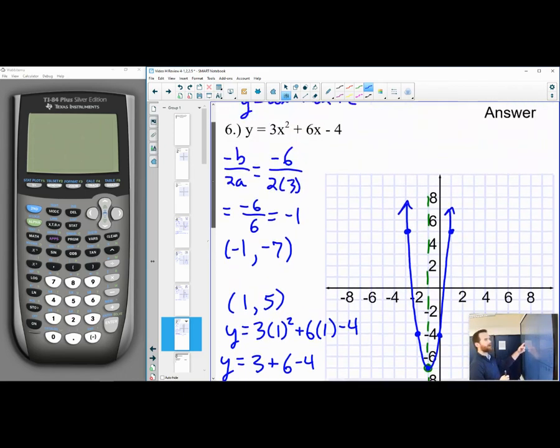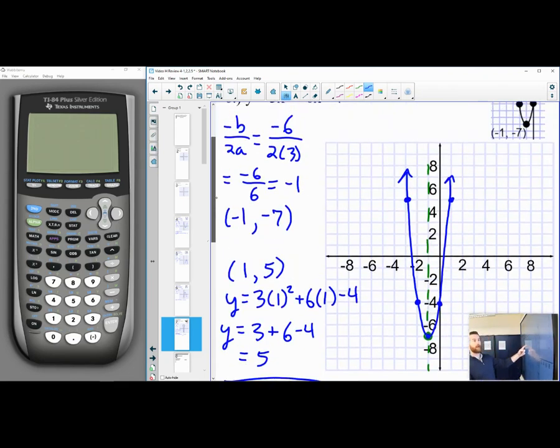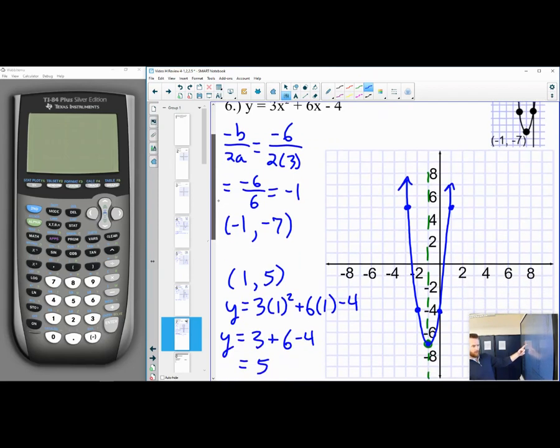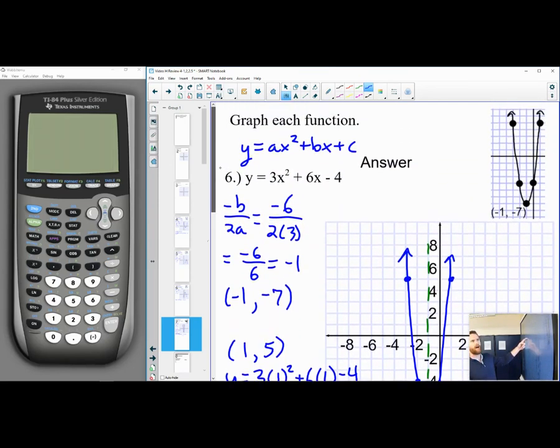Done graphing, we check against our answer key. So negative 1, negative 7, that was the vertex I got as well. And then it's right 1, up 3 for the a value. Good. And then what was that point? 1, 5. Let's see. 1, 1, 2, 3, 4, 5. Yep, looks good. Excellent.